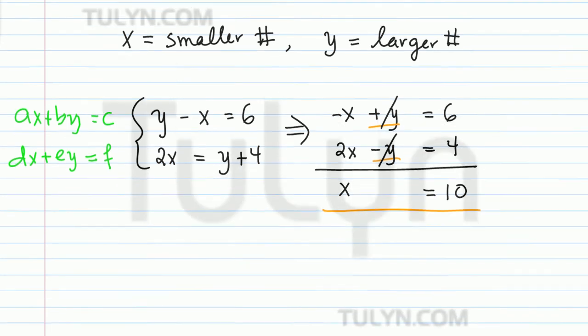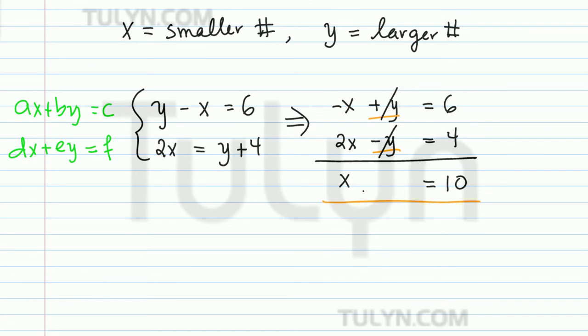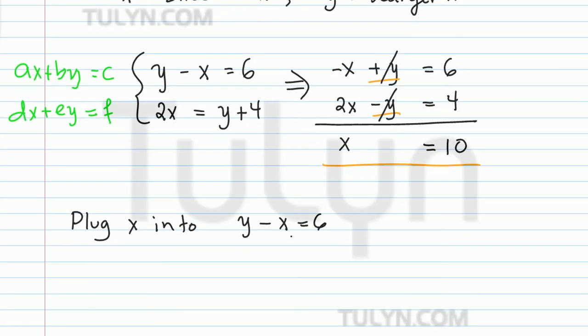And now what we do is we plug x into either of the equations. I'm going to plug it into the first one. And you can sort of see, right, if x is equal to 10 and when we subtract x from y we get 6, you can sort of see what y is, but let's do it algebraically. So we get y minus 10 is equal to 6. That means y is equal to 10 plus 6, which is 16.